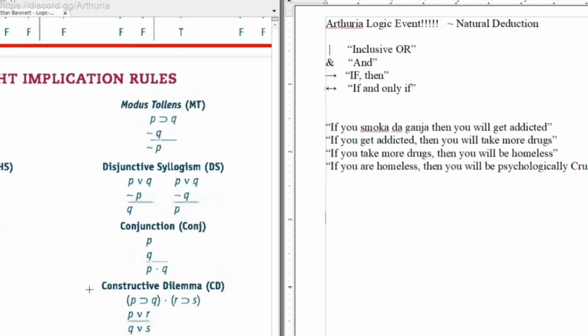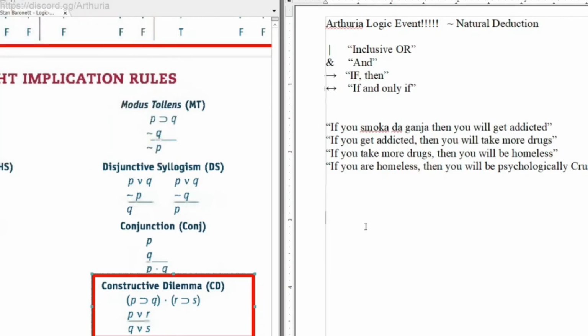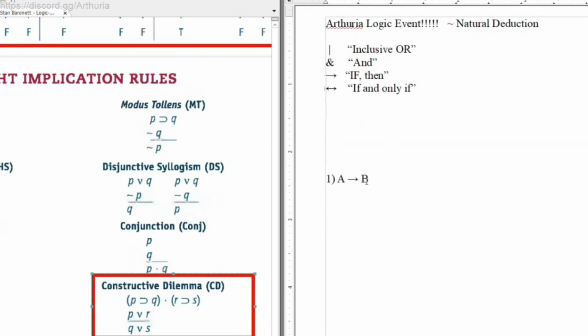Okay. So constructive dilemma. The intuition behind constructive dilemma is, let's say if A is true, then B is true. Now let's say that if some C is true, then some D is true. Now you know that either A or C has to be true. And we're going to conclude B or D.